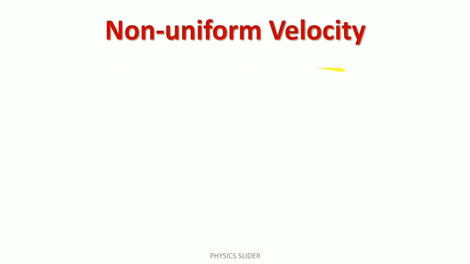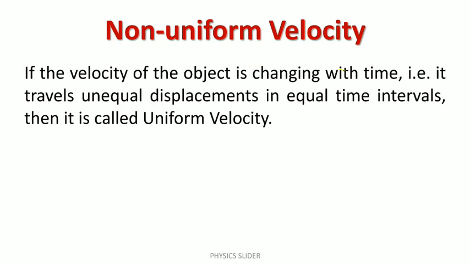Now, let's talk about non-uniform velocity. Watch here. If the velocity of the object is changing with time, that is, it travels unequal displacements in equal time intervals, then it is called non-uniform velocity. In case of non-uniform velocity, it travels unequal displacements in equal time intervals, or we can say the velocity of the object is changing with time.